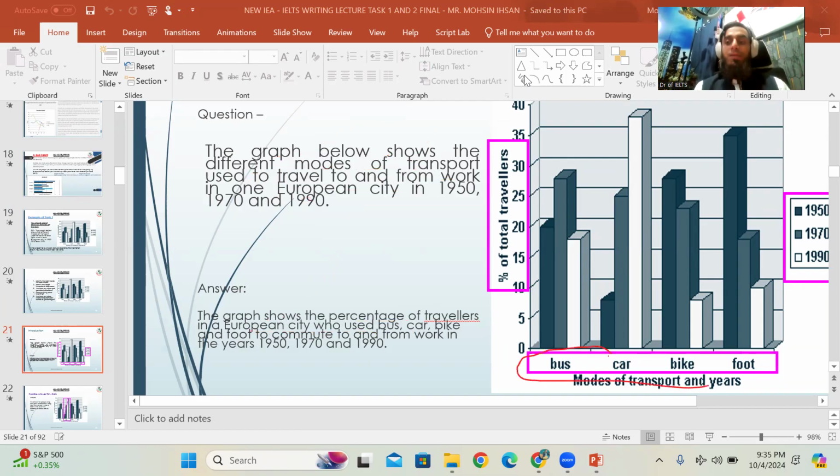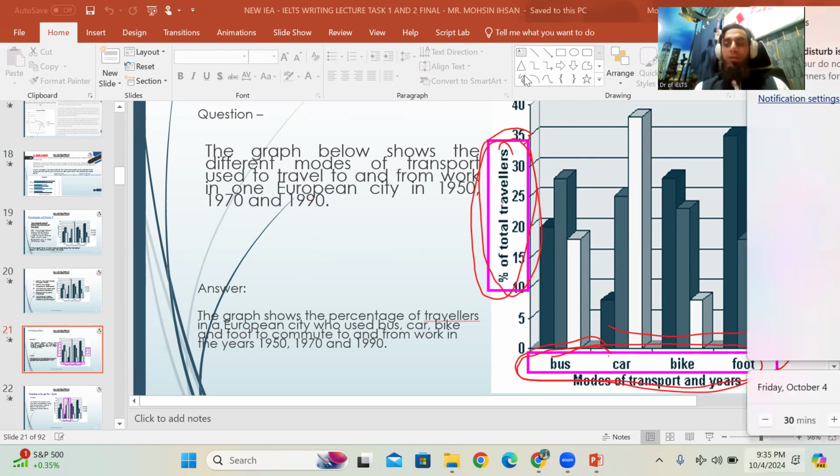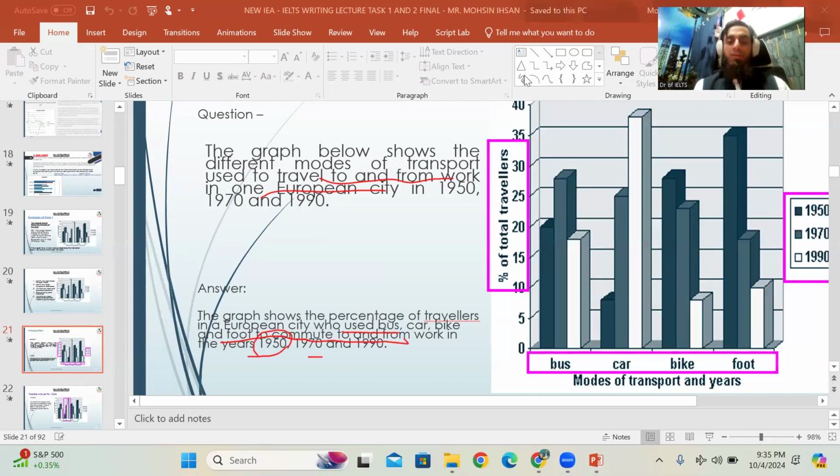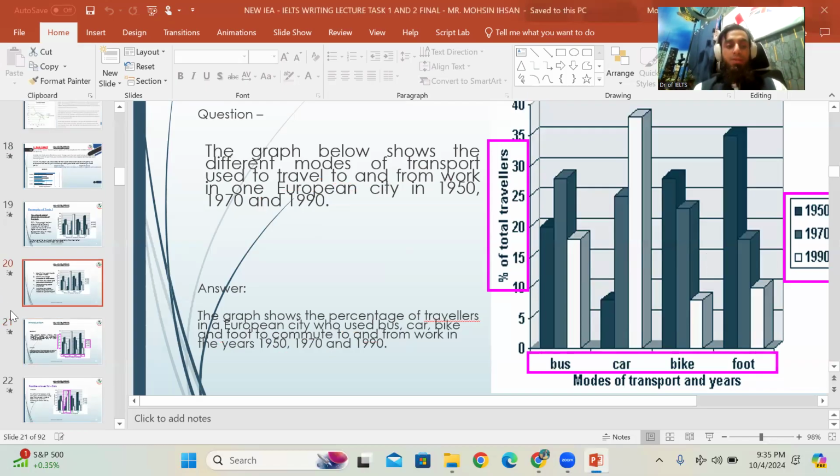that from the diagram also you have to take something. The way this is highlighted for you, that this part which has the percentage, this part which has the names, and this part which mentions the years, right, we copied that here into the introduction, that we have to put. Now travel to and from the European city. And what we wrote, we use bus, car, bike, and foot to commute to and from work in the years 1950, 1970, and 1990, right? So we have to write the introduction again in the same style.